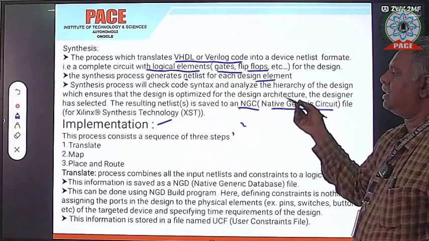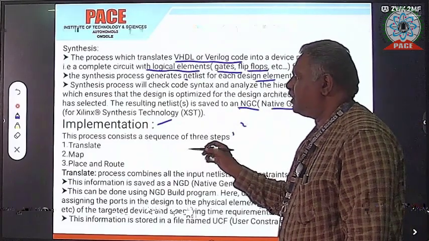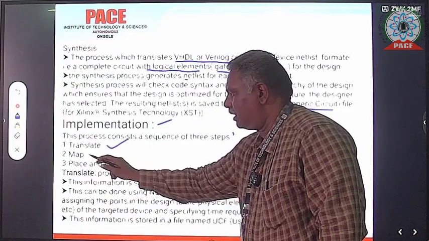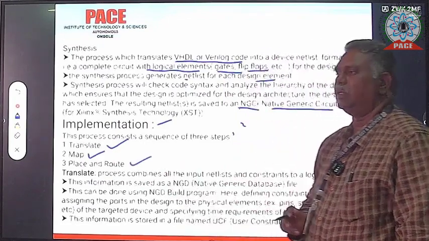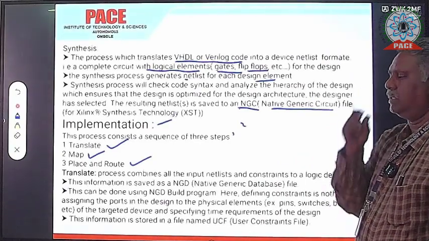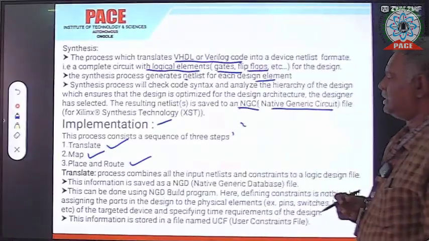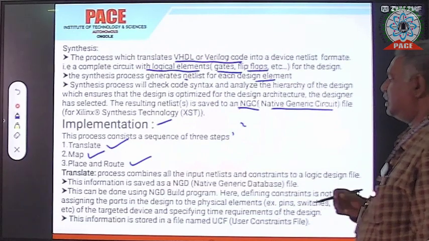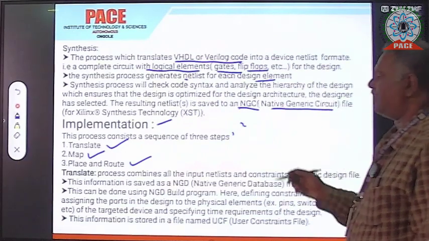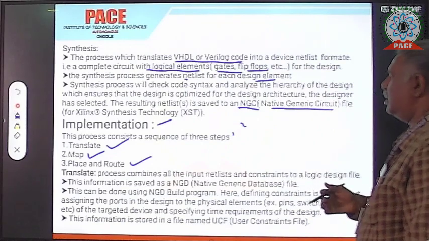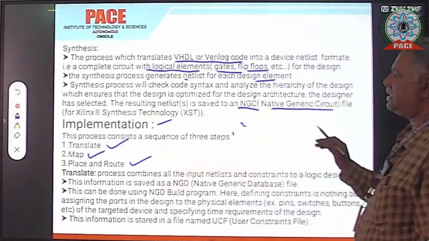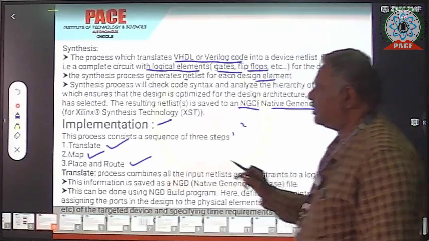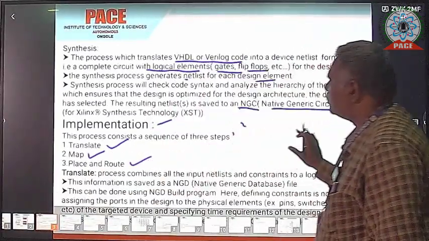The written code is going to take part in translate, second one is map, and third one is place and route. These three parts will be used to implement the circuit. So what is translate? Translate is simply that whatever the NGC file, that file is going to be translated in the form of a netlist. That netlist is going to form the circuit.